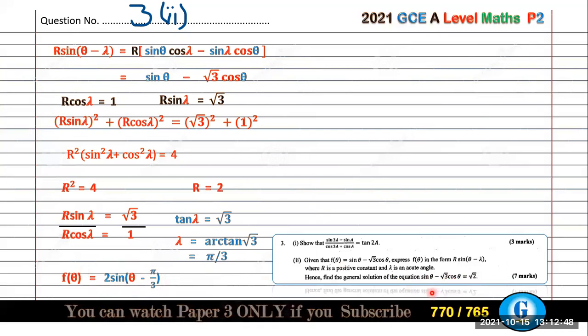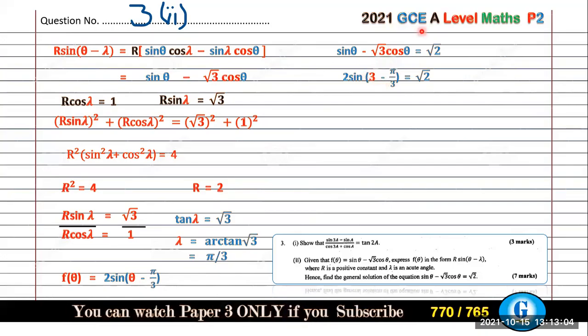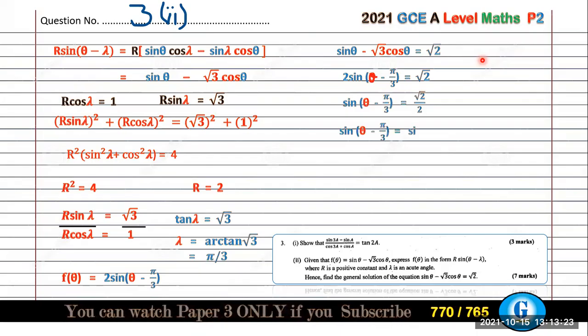We know that sine theta minus root 3 cos theta is equal to what we have here, which is 2 sine theta minus pi on 3, and so we can replace it by that value. So 2 sine theta minus pi on 3 equals root 2, which gives sine theta minus pi on 3 is equal to root 2 on 2. And root 2 on 2 is sine pi on 4, that is 45 degrees.